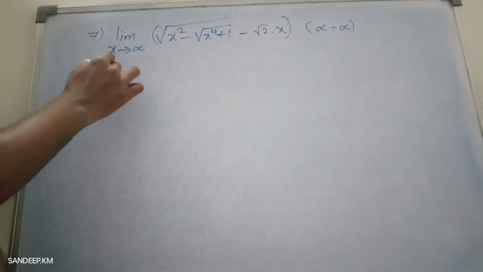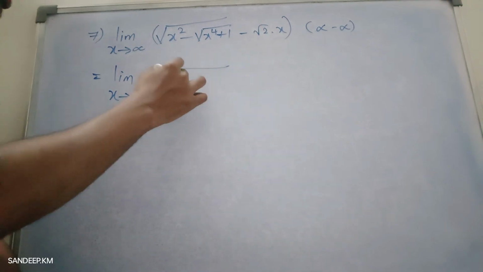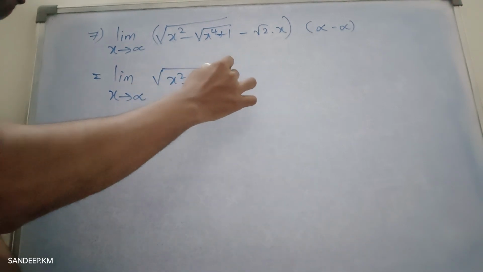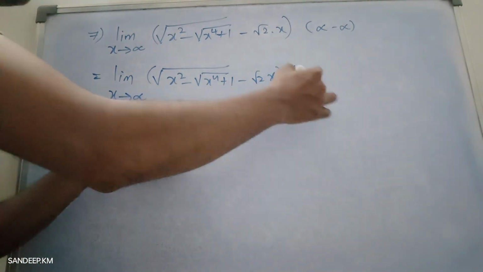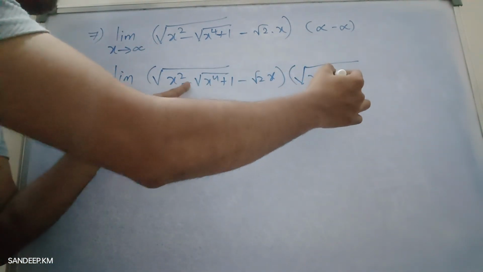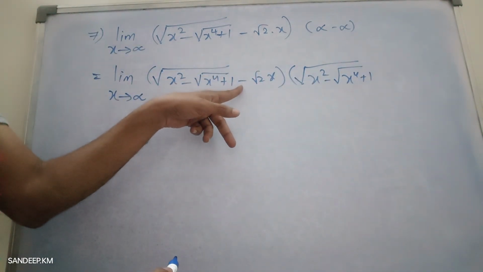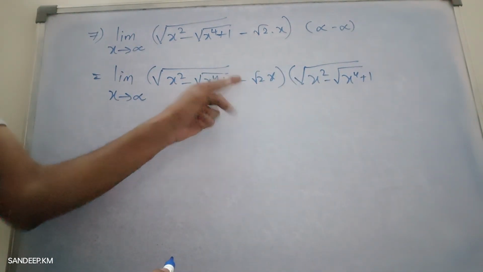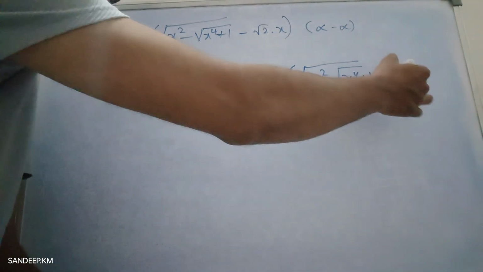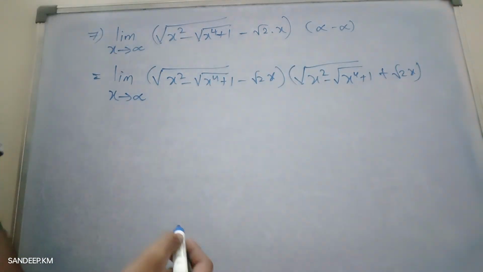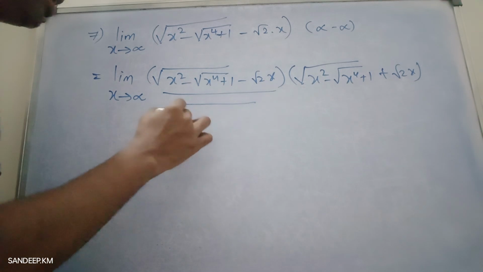What is it? Limit x approaches infinity, under root x square minus root over x power 4 plus 1 minus root 2x, is multiplied with its conjugate, again under root x square minus root of x power 4 plus 1. Only here we will change the sign, not here or here. Here root a minus root b, before root b only we will change the sign. So plus root 2x. You multiplied with its conjugate in the numerator, no? Also multiply in the denominator.